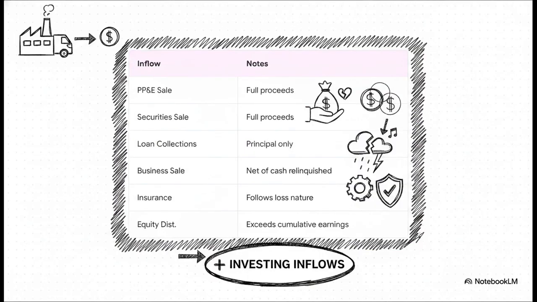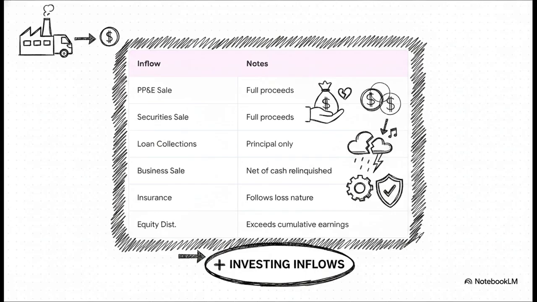Okay, so let's talk about the cash actually coming in, our investing inflows. Say you sell a piece of property, plant, and equipment. The full proceeds go right here. Remember from our operating activities lesson how we stripped the gain out of the operating section? Well, this is where the actual cash you received finds its true home.